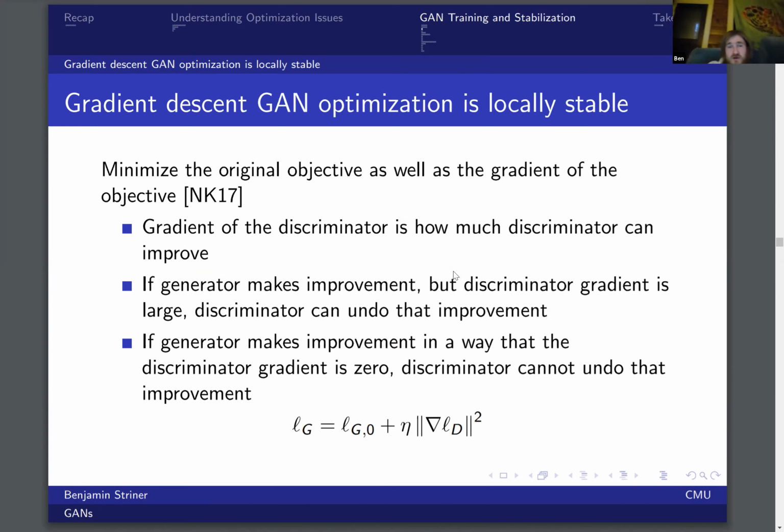Another paper that was pretty interesting is called Gradient Descent GAN Optimization is Locally Stable. What this does is it tries to minimize the gradient of the discriminator. One way to think about that is if your discriminator has a very large gradient, then if your discriminator takes a step, it is going to make a large change and do a lot better on that step.